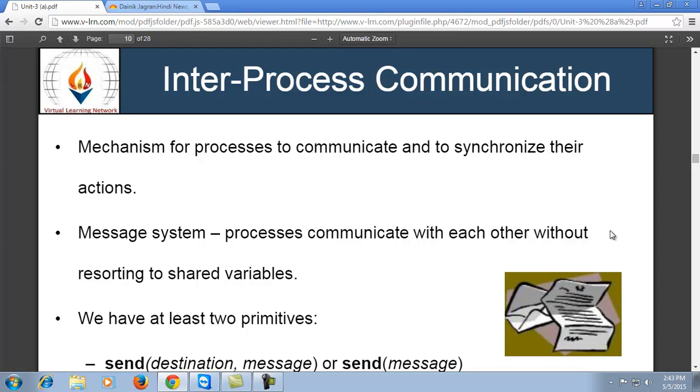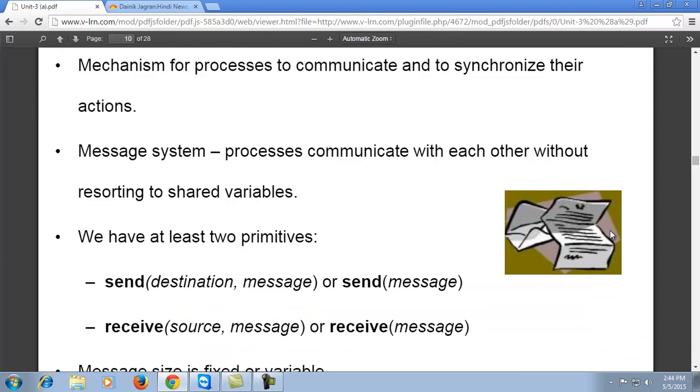In a message system, processes communicate with each other without resorting to shared variables and without collision in the resources. And the next one is we have at least two primitives, send and receive.